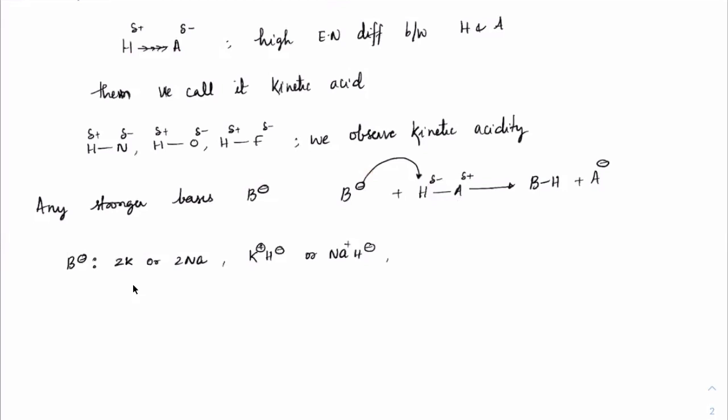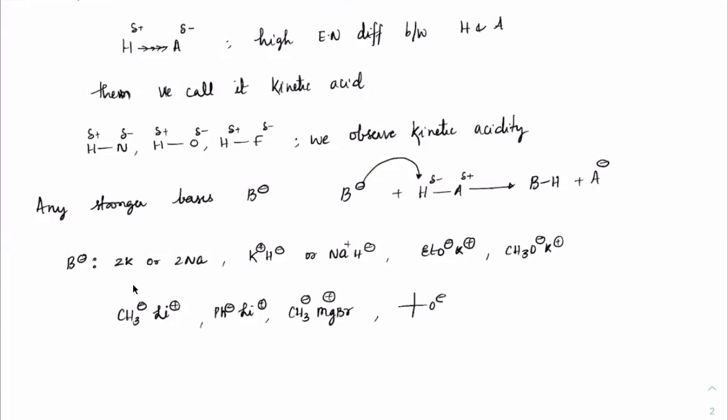And we can have very strong bases like EtO minus K plus, any RO minus for that matter, CH3O minus K plus, or any simple alkyl group, also CH3 minus, all carbanions, CH3 minus Li plus, PH minus Li plus, CH3 minus MgBr plus, or tert-butoxide O minus K plus, n-Bu minus Li plus, n-butyllithium.